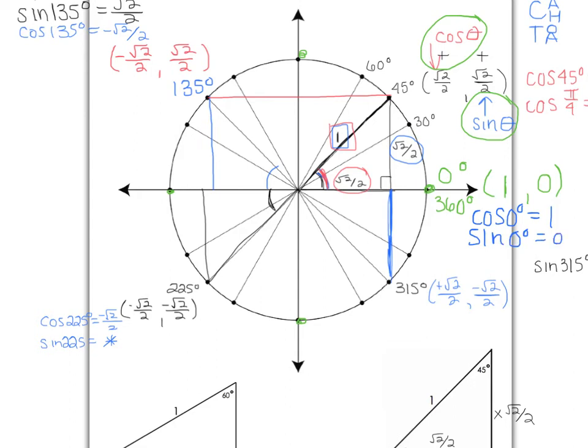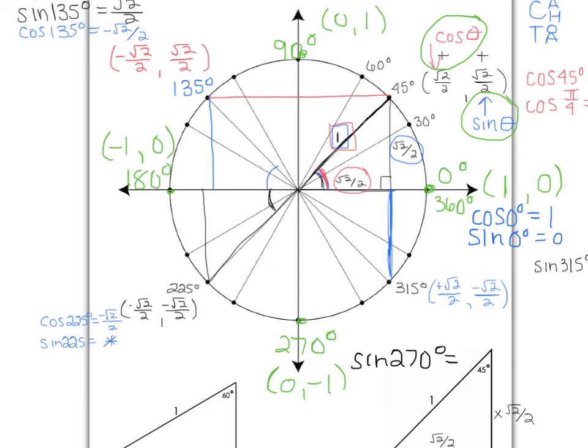What about the location for 90 degrees? Well, he did not move horizontally in the slightest, but he moved vertically up 1 unit. What about for 180 degrees? We moved negative 1 to the left and 0 up. And then for 270 degrees, we moved 0 horizontally and down 1 unit. Remember, these coordinates are more than coordinates. They are your cosine and your sine values. So the sine of 270 degrees is equal to negative 1.